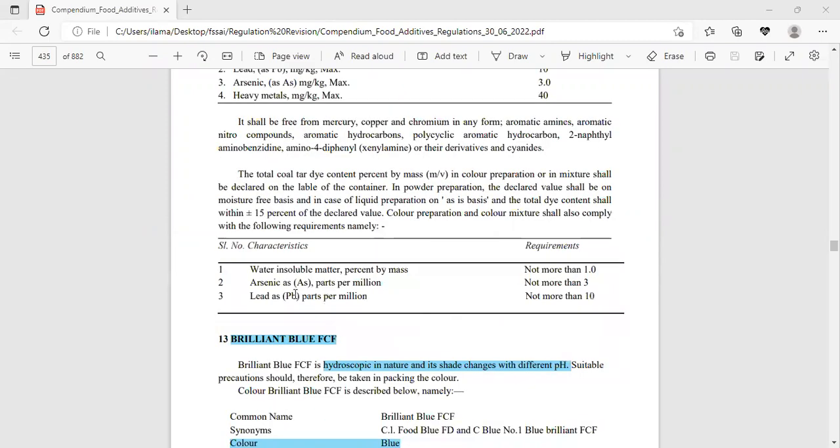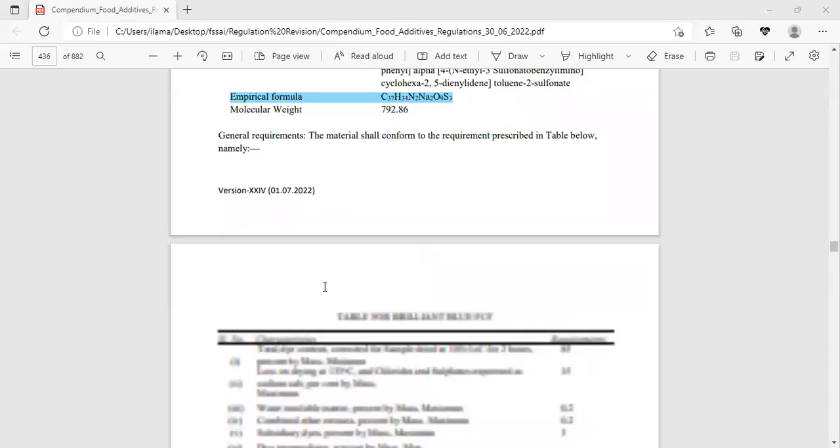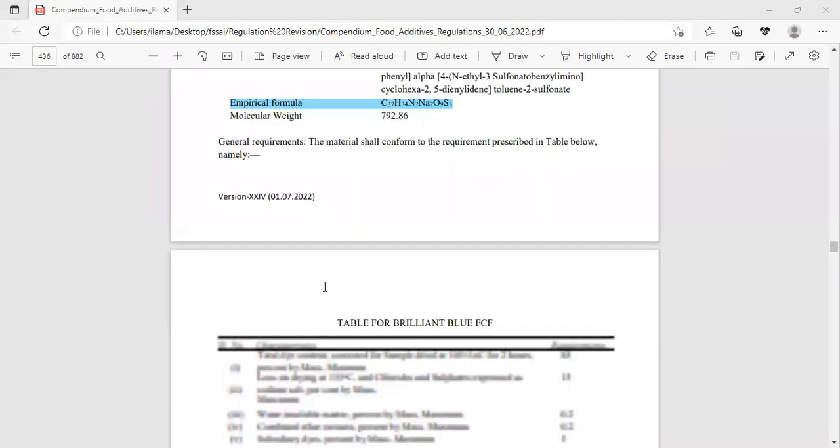Next one, here FCC means, I think I know, but currently I don't know exactly what it is here. FCC may be used for food coloring purposes or something. Just see what FCC is. In case I find it later, I will share it in the group also.